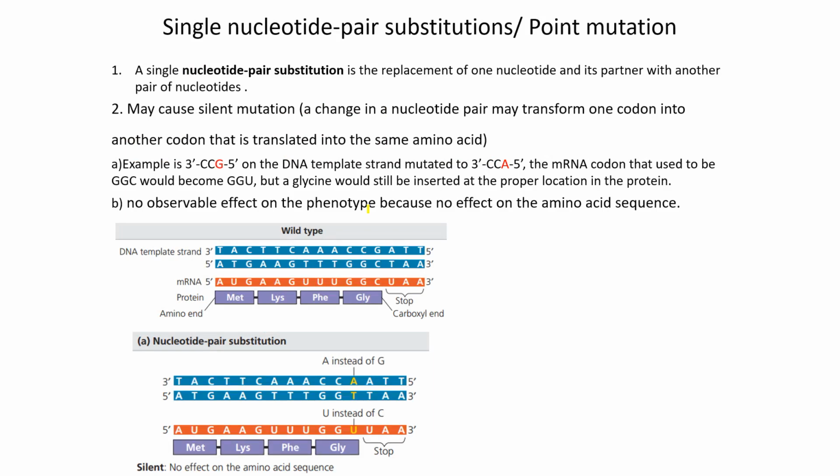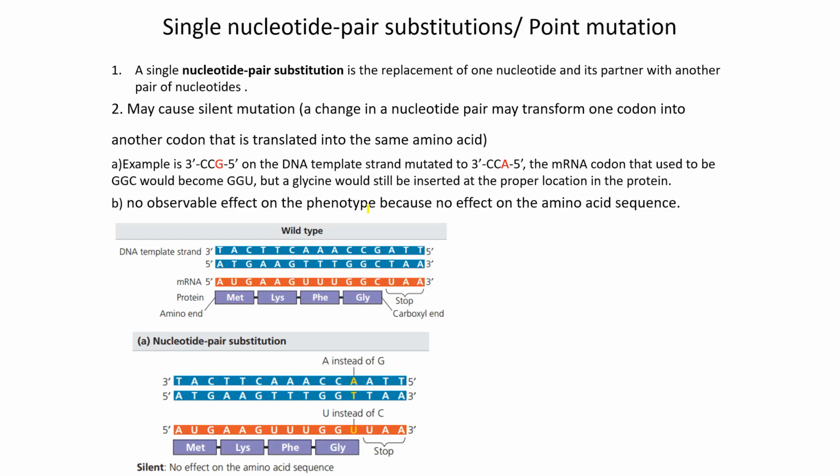Now a single nucleotide pair substitution is the replacement of one nucleotide and its partner with another pair of nucleotides. Or you can simply say a single nucleotide pair substitution is the replacement of one nucleotide pair with another pair of nucleotides. And then the single nucleotide pair substitutions or point mutation may cause silent mutation. Actually there are three. Now we go to the first one. It may cause silent mutation.